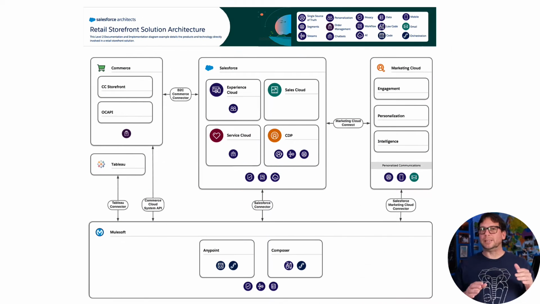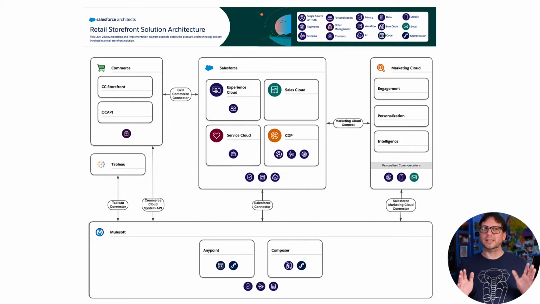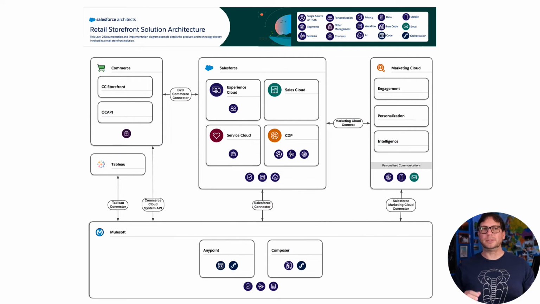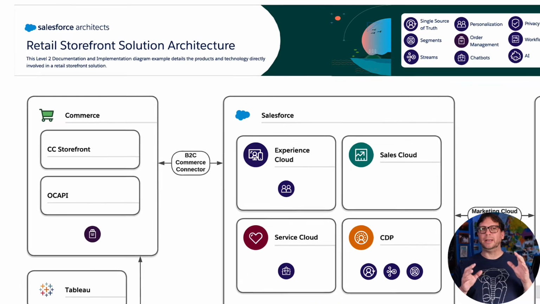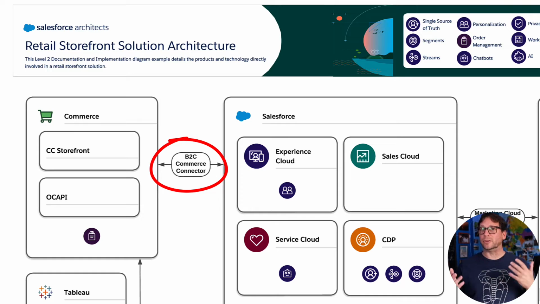Level 2 diagrams have a medium amount of complexity and very little granularity, more than a Level 1, but still not very much, and a small number of fine details. You would present a diagram like this to some business stakeholders, like maybe a product owner, and then technical stakeholders and delivery teams. And what we're doing here is zooming in on a specific part of a solution. So we can see the specific connectors that are used for integrations, for example.